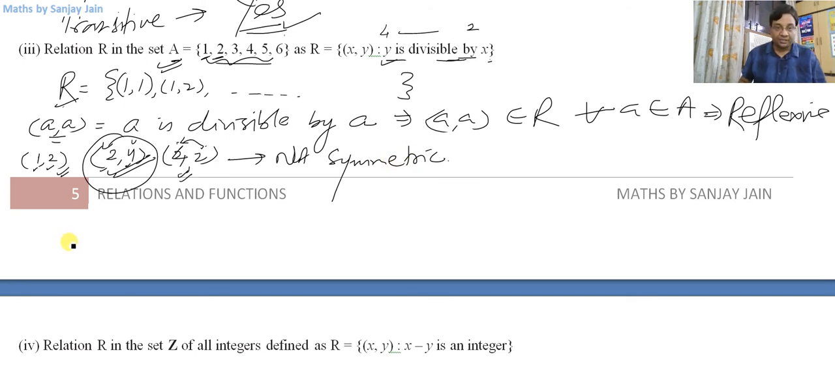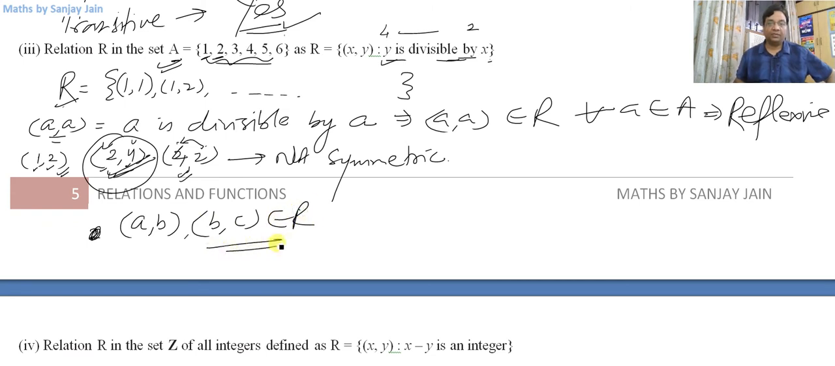What about it being transitive? So let us take it like this. To check whether it is transitive or not, I can take a general example also, because I can take A comma B and B comma C belonging to R. What does it mean? That B is divisible by A, right? And C is divisible by B.